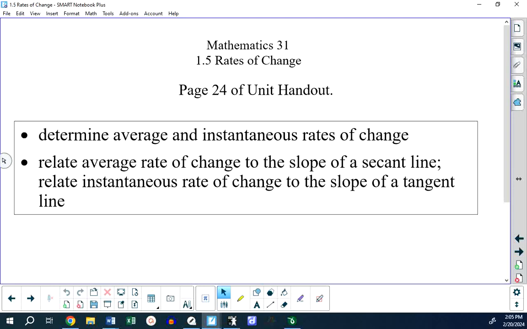So today what we're going to be doing is looking at further applications of the concept of slope. We're going to be looking at the difference between an average rate of change and an instantaneous rate of change. And most rates of change are measured with respect to time.